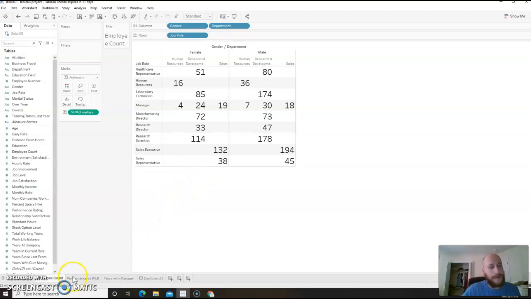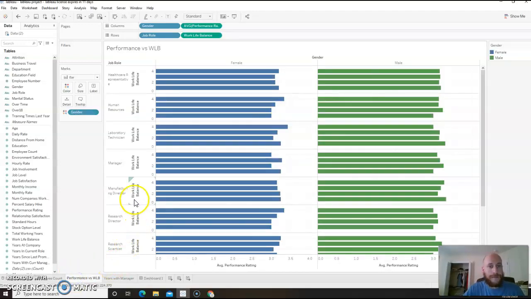This next page is going to be the performance rate, the relationship between the performance ratings and work-life balance. So on my x-axis, I have the average performance rating, and then on my y-axis, I'm going to have the work-life balance. This is again for both female and male employees.